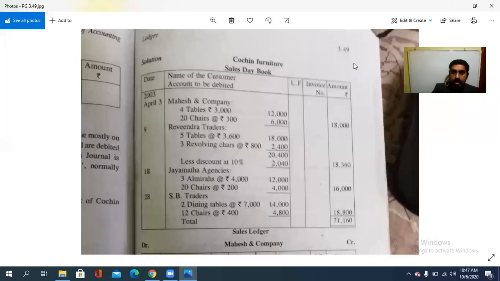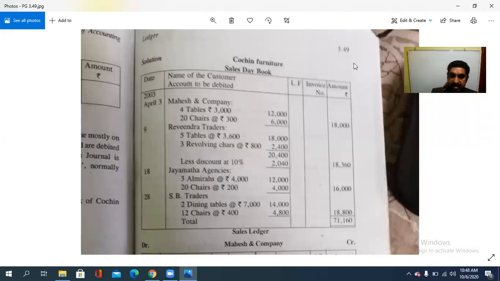So here, Cochin Furniture, the sales daybook, the date is there. Mahesh and Company: 4 tables at rupees 3,000, 12,000; 20 chairs at rupees 300, 6,000; so 18,000. On the ninth, Ravindra Traders: 5 tables at 3,600, 18,000; 3 revolving chairs at rupees 800, 2,400. There is a trade discount that is to be deducted from this amount. So out of 2,400, 10% is 2,040, so it is 18,360.